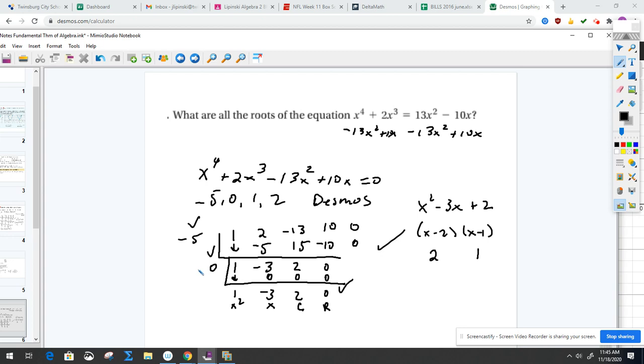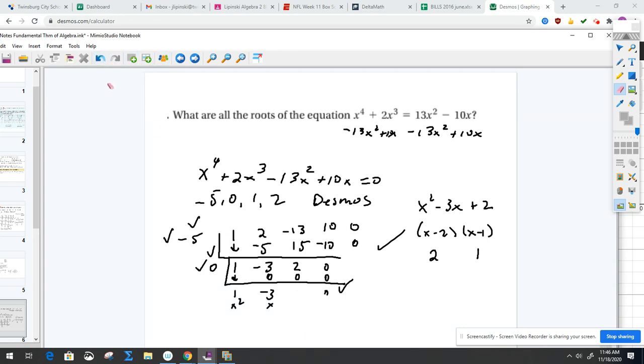So I proved that negative 5 and that 0 are indeed zeros by doing synthetic division and getting a remainder of 0. And then I proved that 2 and 1 were zeros by factoring it and doing the zero product property.